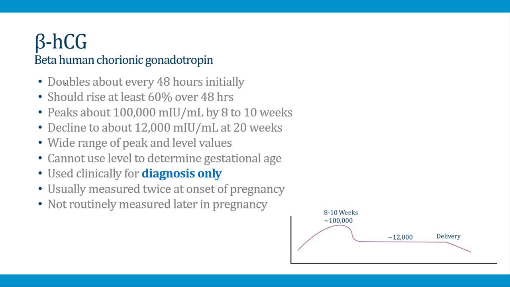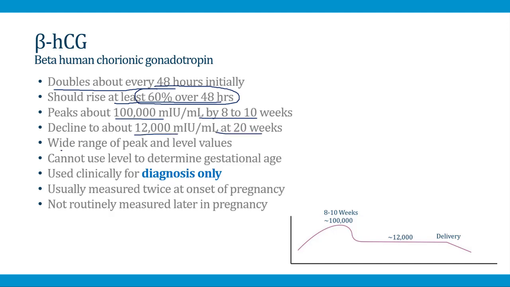The level of beta-HCG in the plasma doubles about every 48 hours initially during the early stages of pregnancy, and it should rise at least 60% every 48 hours, and this is an important number because if the rise is lower than this, it often indicates a potentially not viable pregnancy. The peak level is at about 100,000. This usually occurs by 8 to 10 weeks, and then the level declines to about 12,000 by around 20 weeks.